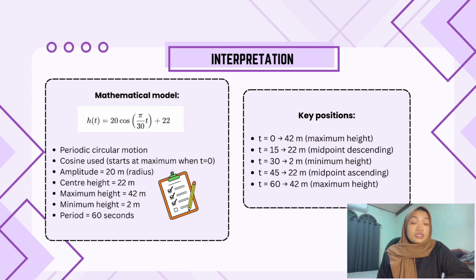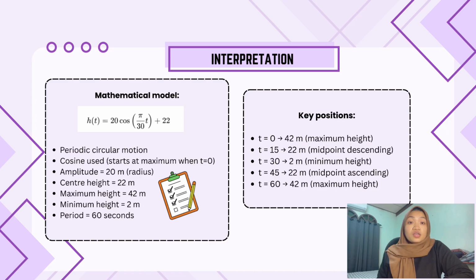The maximum height is calculated as 22 plus 20, which is 42 meters, while the minimum height is 22 minus 20, which is 2 meters. The period is 60 seconds, which means one complete rotation of the Ferris wheel takes 60 seconds. Now, we look at the key positions.